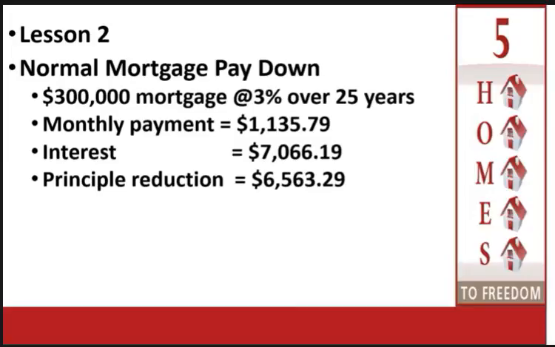The balance of it is going to go towards reducing the debt, the amount that you borrowed from the bank originally. So your mortgage balance at the end of the year is going to be $300,000 less that principal reduction of $6,563.29. So that's how a mortgage payment works.